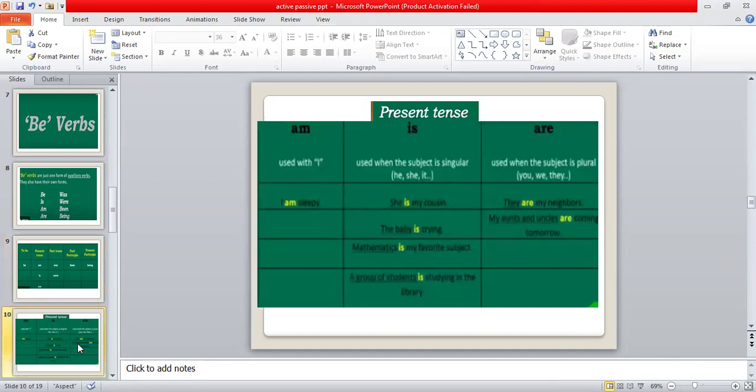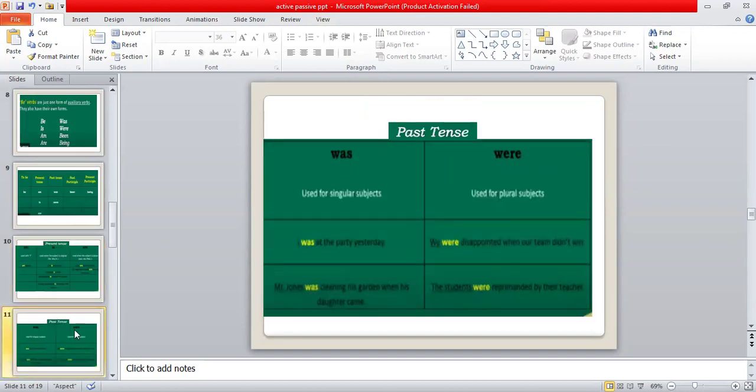Yes, am is always used with I. Is is always used with he, she, and it, or a singular noun. Are is always used with they, you, we, or the plural nouns. In this way, you have to use am, is, and are.